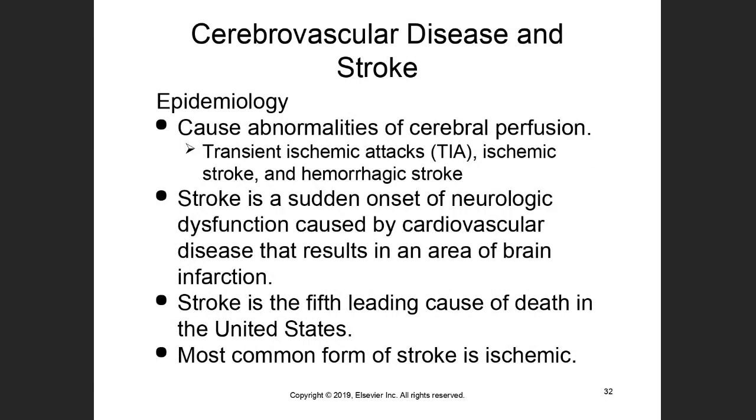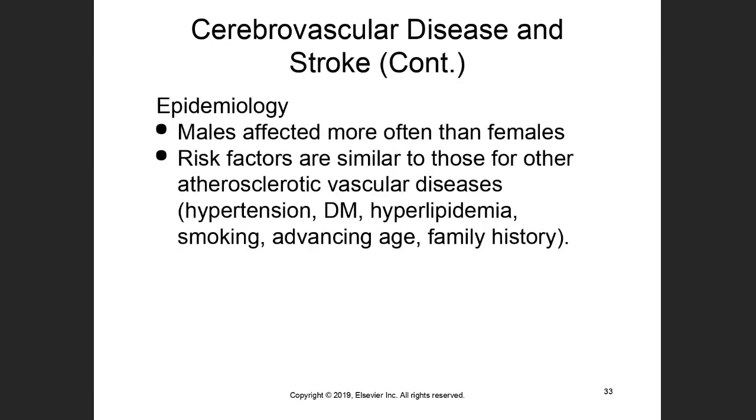Epidemiology and causes: abnormality of cerebral perfusion, transient ischemic attack (TIA), ischemic stroke, and hemorrhagic stroke. Stroke is the sudden onset of neurological dysfunction caused by cardiovascular disease that results in an area of brain infarction. Stroke is the fifth leading cause of death in the United States. The most common form of stroke is ischemic, because we have hemorrhagic and ischemic. The worst is hemorrhagic because there is basically no treatment for hemorrhage.